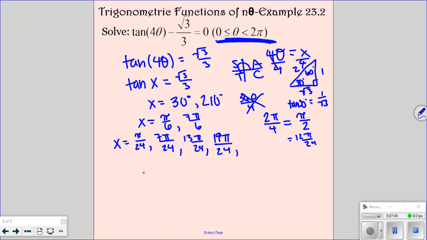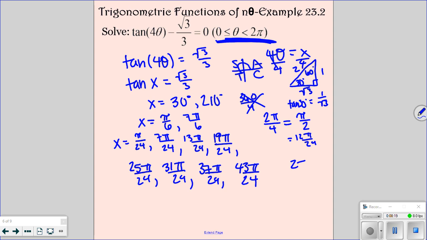If you add it again, you're going to get 25 pi over 24. If you add it again, you're going to get 31 pi over 24. We add again to get 37 pi over 24. We add again to get 43 pi over 24. And you may be wondering, how do I know when I get above 2 pi? Well, 2 pi, if we make it over 24, 2 times 24 is 48. So we're looking once we get above 48 pi over 24. So if you add 37 plus 12, you're going to get above 48. And so these are your 8 answers that you will get.